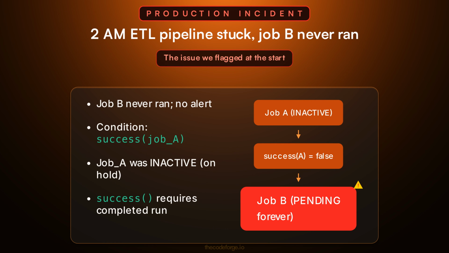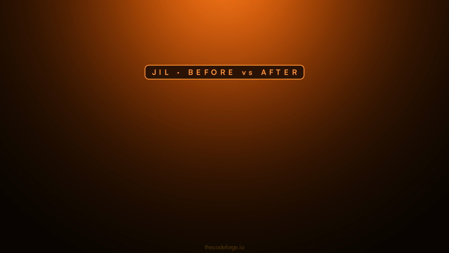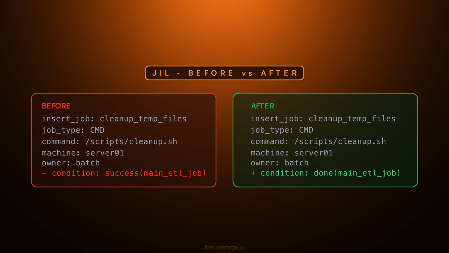Since job A was inactive, never ran, the condition remained false indefinitely. AutoSys does not treat never ran as a failure, it simply blocks the dependent job. The root cause is that success on an inactive job never evaluates to true, causing the downstream job to wait indefinitely with no alert. The misconfigured condition used success for a job that may be skipped or never run.